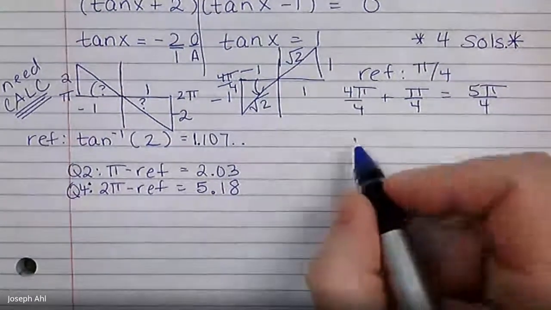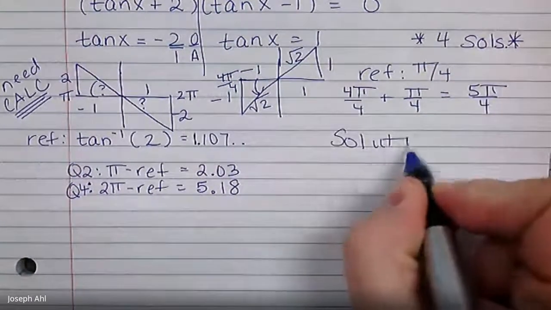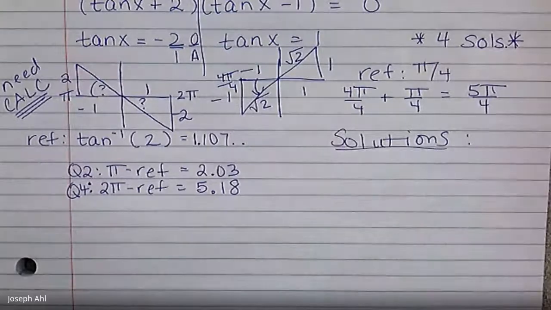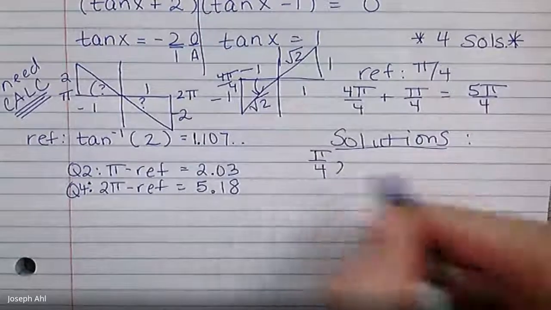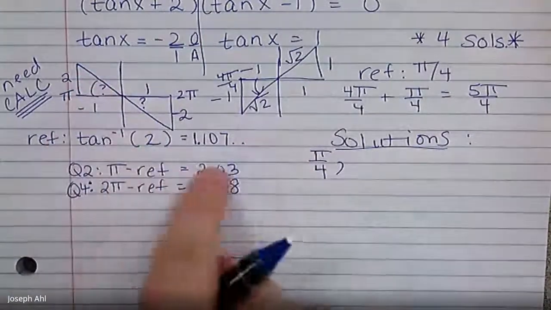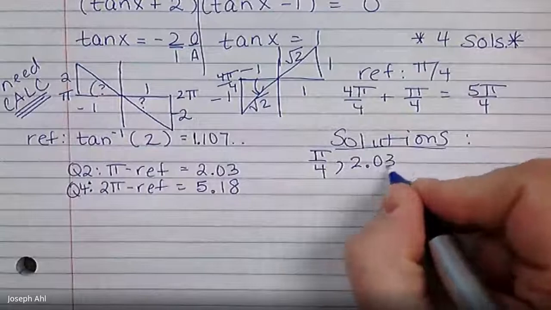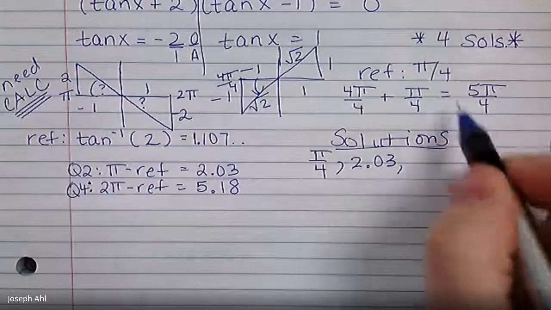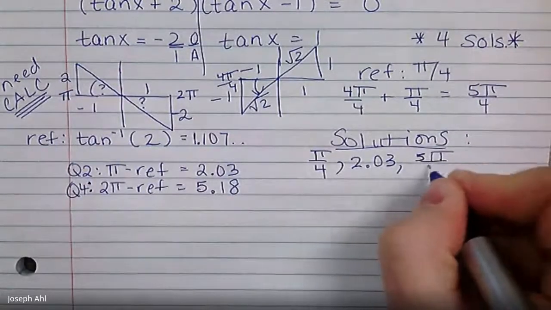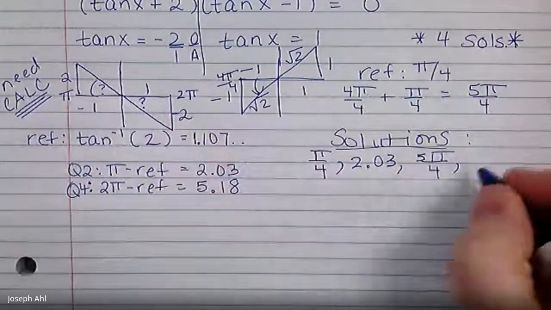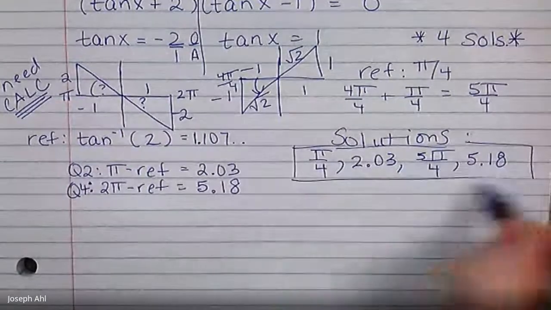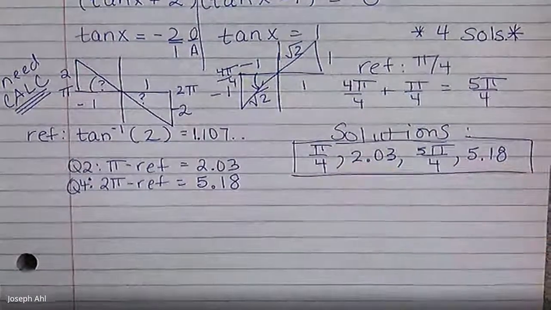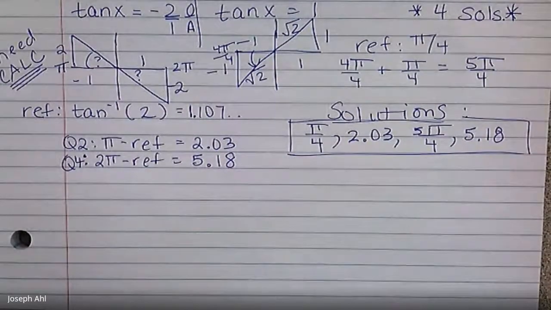So we have 4 answers altogether. Let's see if we can write them in order. Solutions. The first solution is in quadrant 1. That's the pi over 4 right there. Pi over 4 is an answer. Then we had a quadrant 2 answer from this side. It's 2.03. The quadrant 3 answer is a nice exact 5 pi over 4. And the quadrant 4 answer is 5.18. It looks really weird to have a combination of nice looking radian angles and not so nice looking radian angles. But I promise it will actually just become the new normal in this unit.